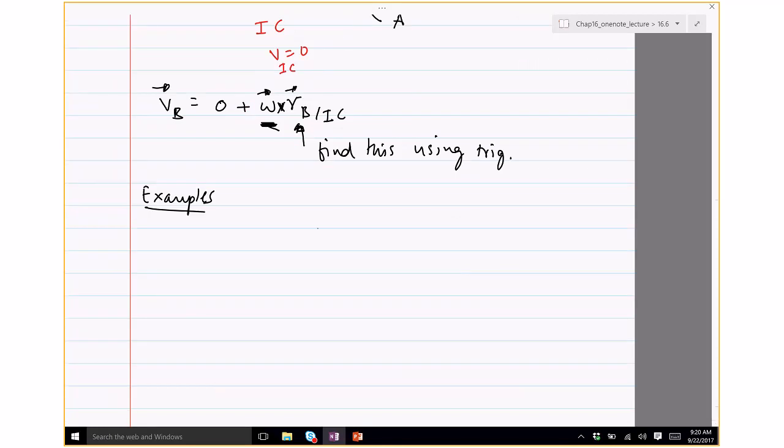So if it's a rolling wheel, what's the point which has zero velocity as the wheel rolls? Center is not, no. It's this point. This is the IC, because at any instant it's at rest. The center point cannot be the IC because it has a velocity in the horizontal direction, right? Omega times R.